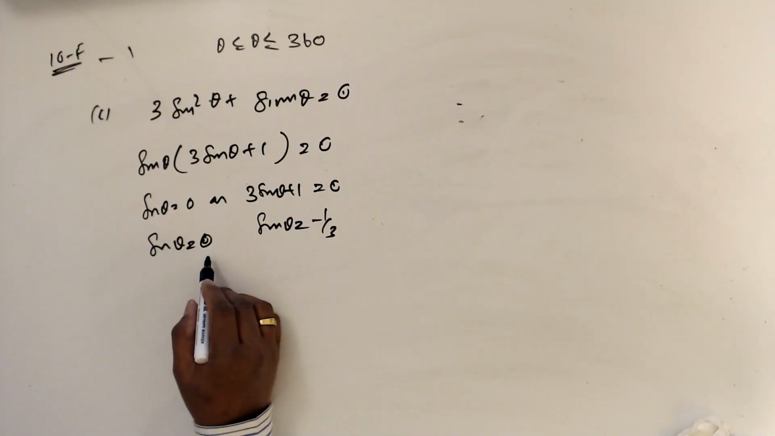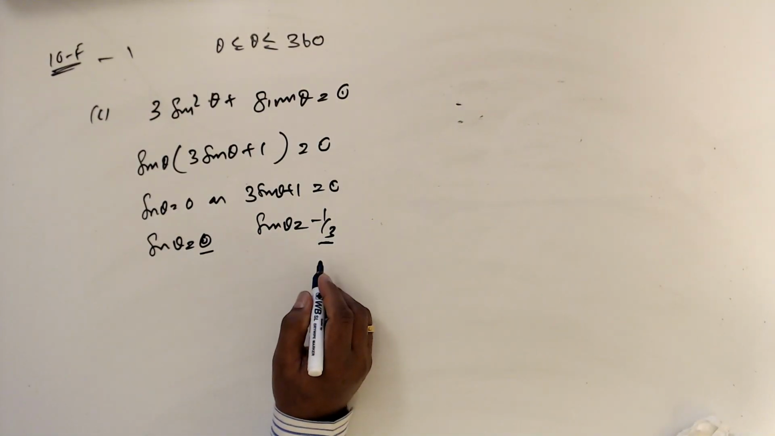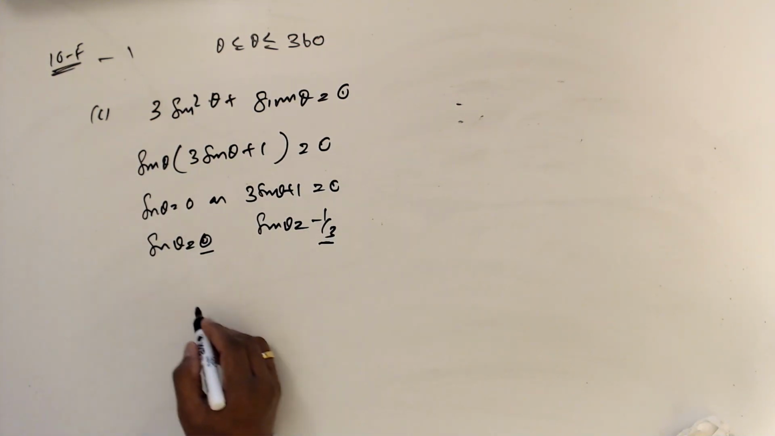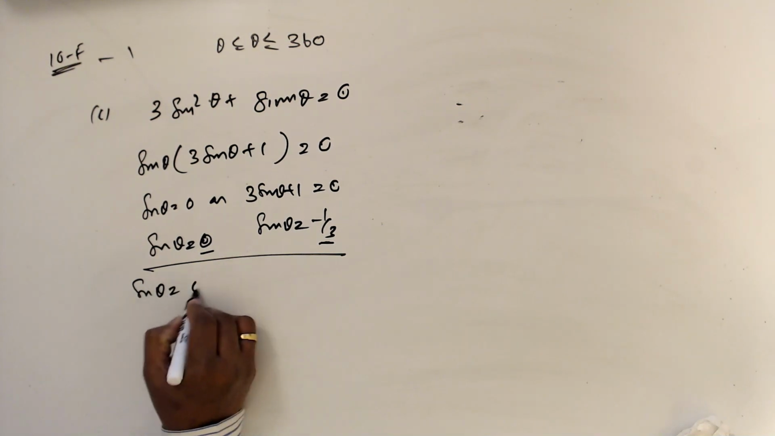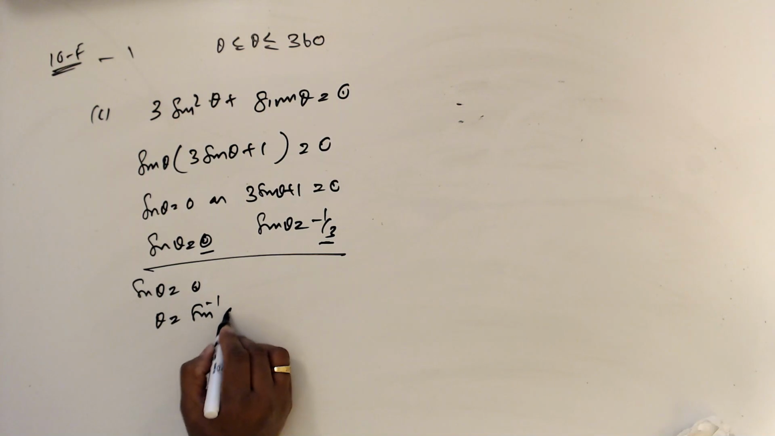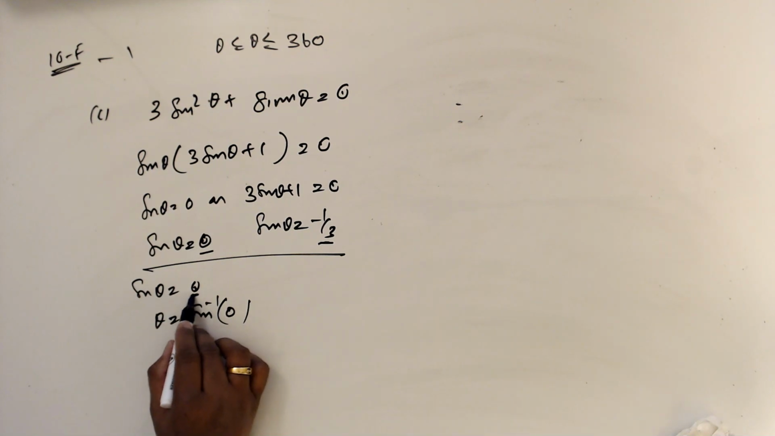Now we can't work with one diagram because there are two sizes, so we need two workings. I'll consider this: sine theta equals 0. Then theta equals sine inverse 0. It means this is going to be sine theta equals 0.